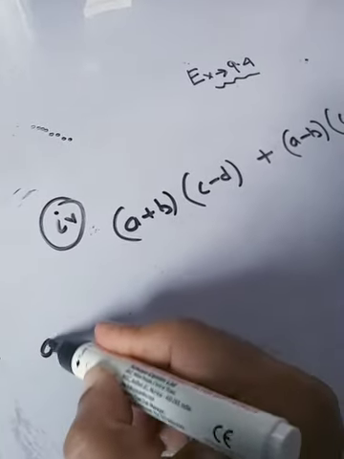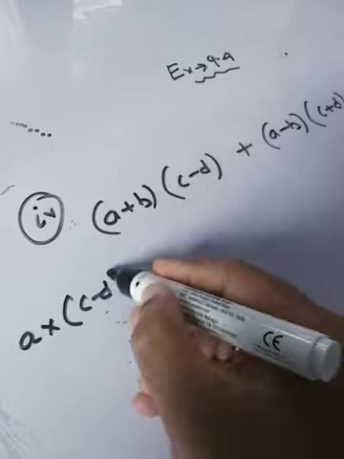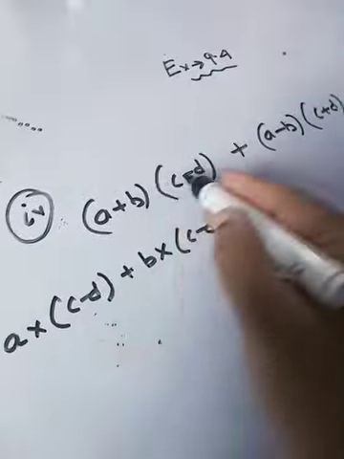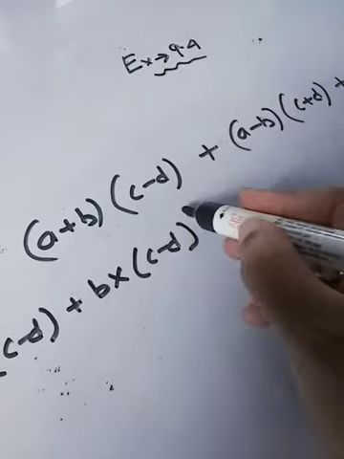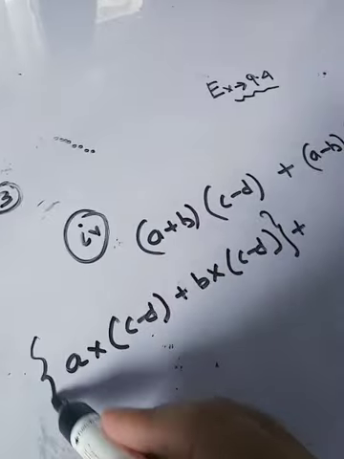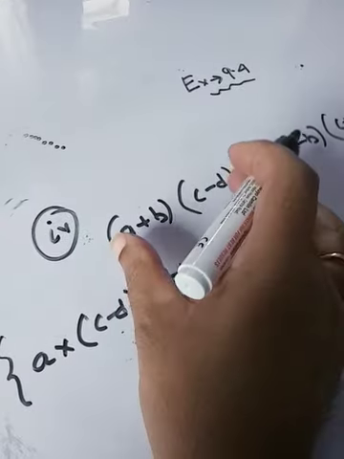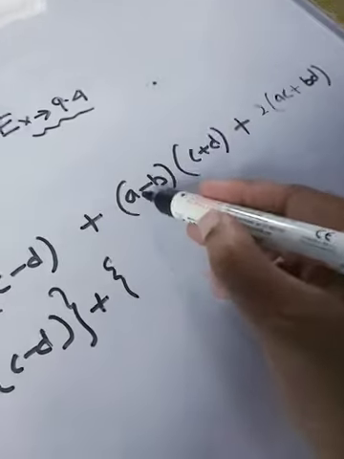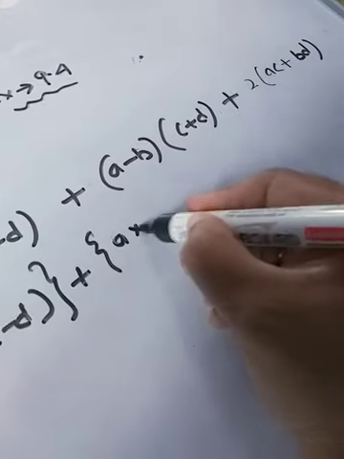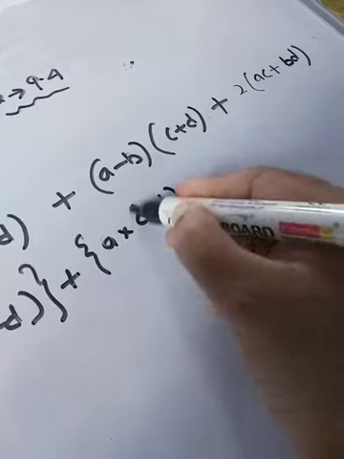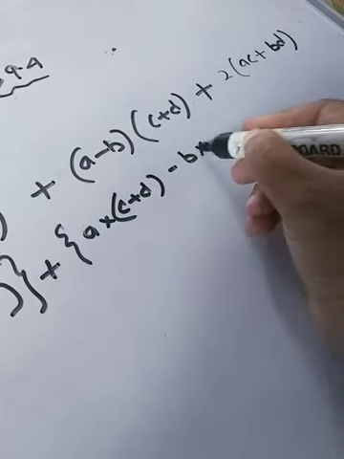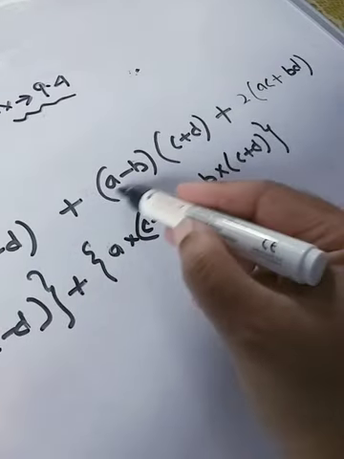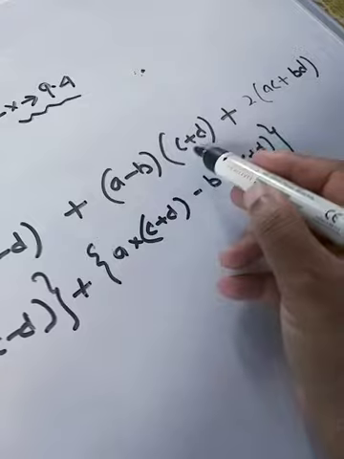So A into (C minus D) plus B into (C minus D). This part is done. Then again you can keep it inside the curly bracket so that you can understand the product of this is this one. Now when we do this one, again you give a curly bracket, that means A into (C plus D), minus B into again (C plus D). So this is the multiplication format of the second one.